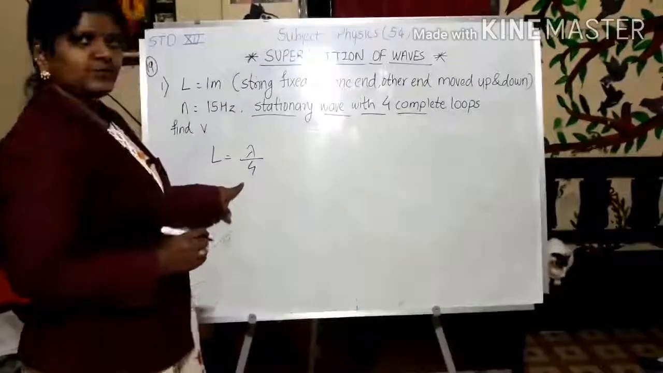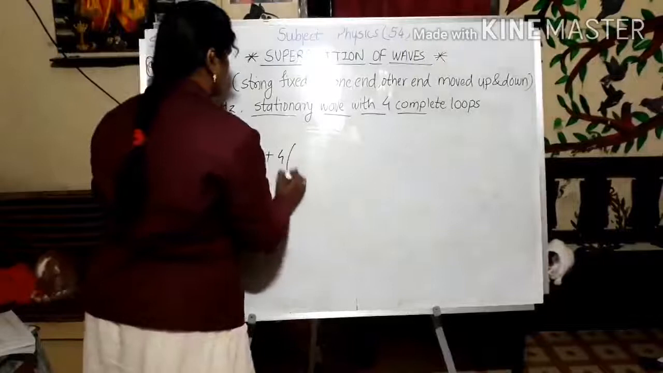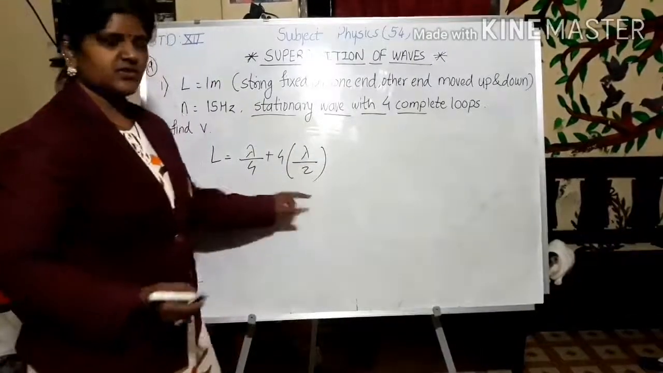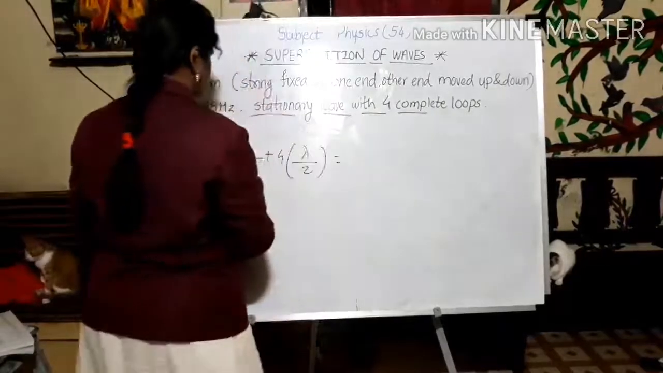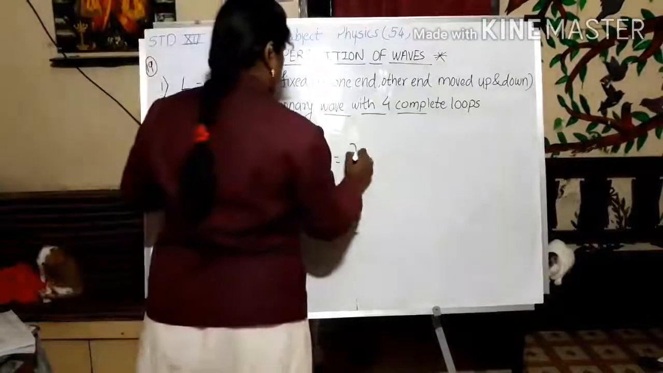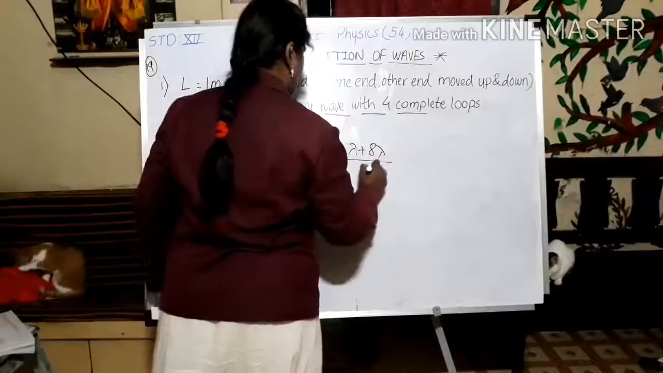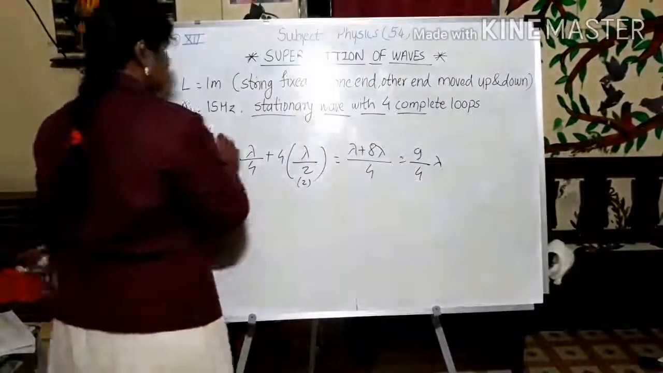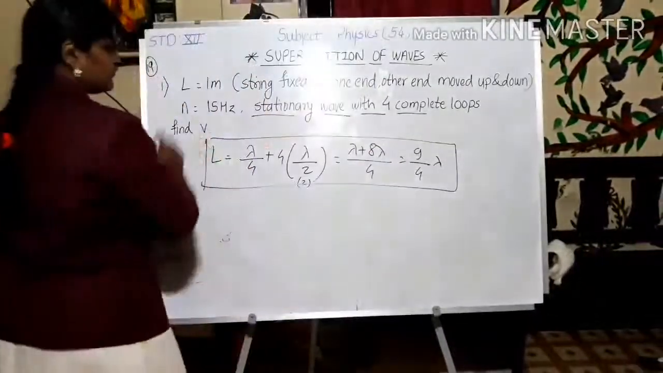So what will be the length considering 4 and a half loops? Each loop is lambda by 2, so 4 loops give 4 lambda by 2, and the half loop adds lambda by 4. Multiplying by 2 we get 8 lambda by 4 plus lambda by 4, so we get 9 by 4 lambda. So we got the length as 9 by 4 lambda.